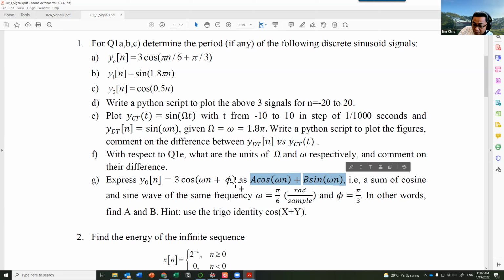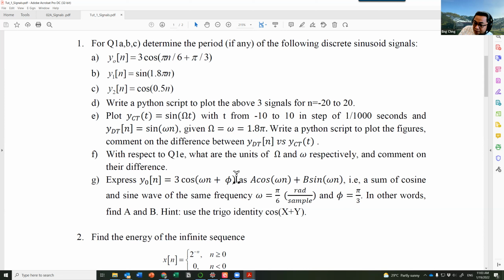So what's the cool idea about this? This is a sinusoid with frequency omega, small omega. It has a phase shift. It has an amplitude. What about this guy? This guy is also a sinusoid. It's a cosine with frequency omega. It is a sine with frequency omega. So these two frequencies are the same. They are omega. The amplitudes are different, A and B.